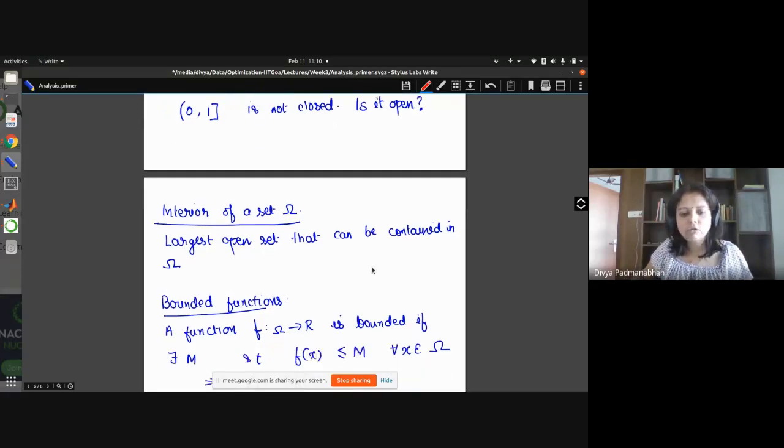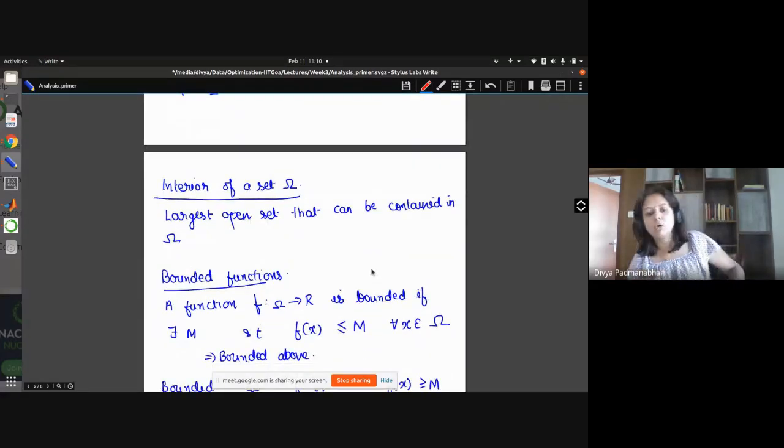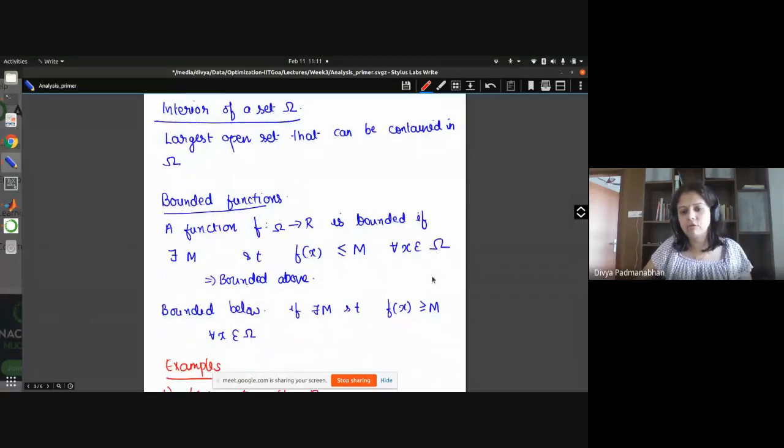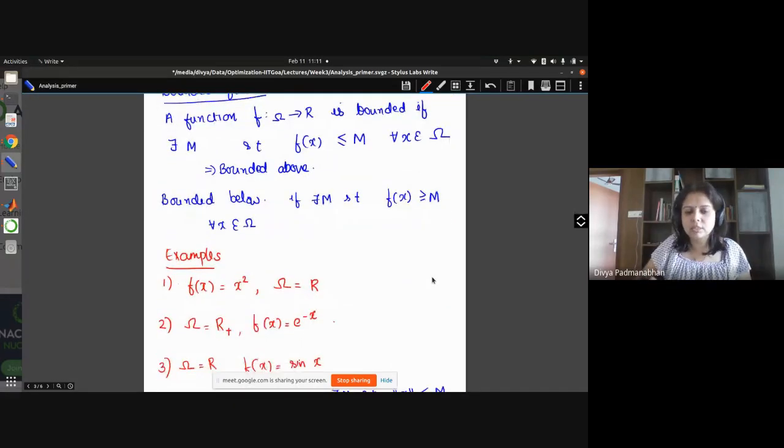Okay, now coming to functions. We have this notion of bounded and unbounded functions. So that's what we'll see now. A function is bounded above if you can find some m such that f of x is less than or equal to m for every x in the set. Now similarly, bounded below is if you have f of x greater than or equal to m for every x. So let's just go over some examples.